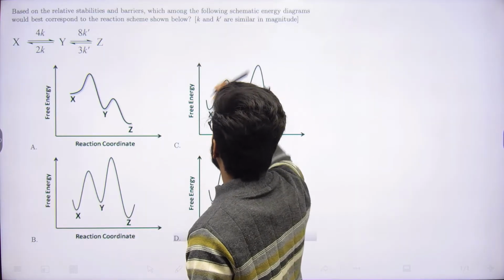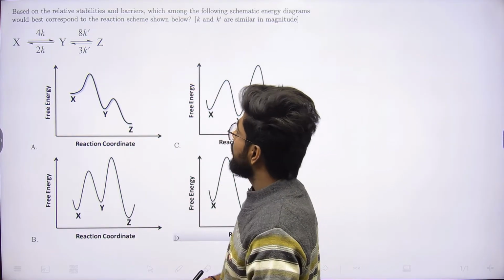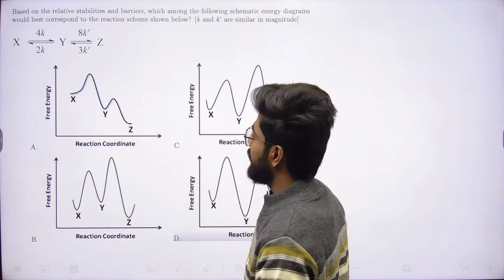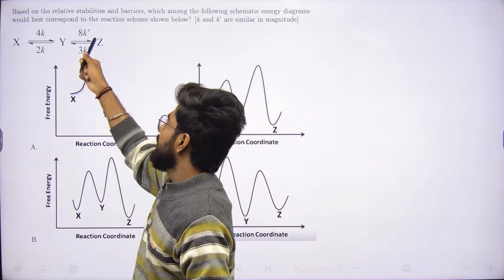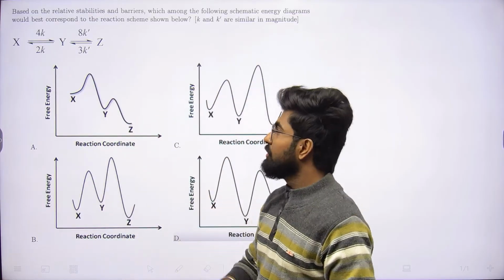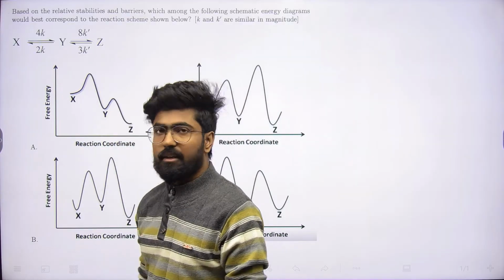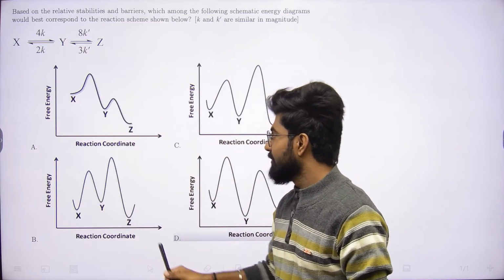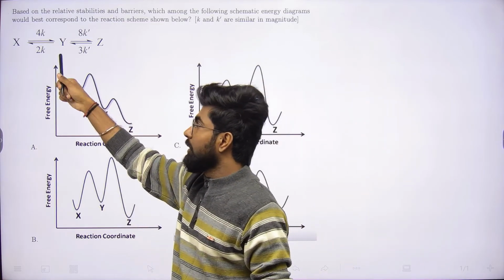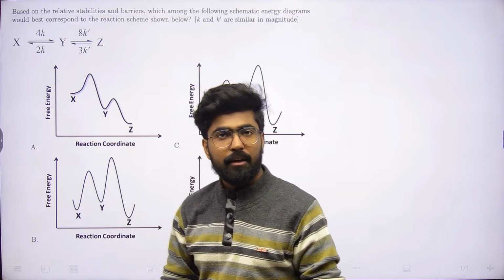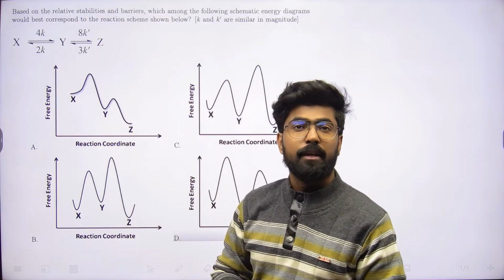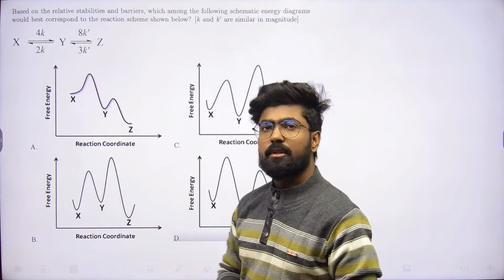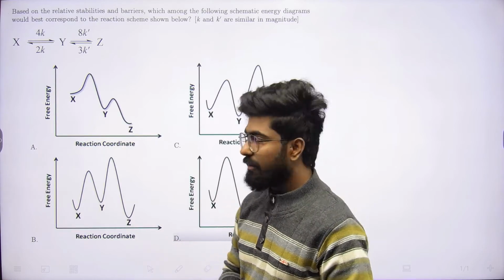Which among the following schematic energy diagrams would best correspond to the reaction scheme shown below? K and K prime are similar in magnitude. Wonderful, right? So basically this K is the same in magnitude, so you can consider everything is K here. Now you have to tell which of these 4 curves actually represents this particular consecutive reaction pattern, right? Now very easy, very easy. If you just know the fundamentals of reaction dynamics, you will do this question in 2-3 minutes, not more than even 2 minutes. I'll show you this.